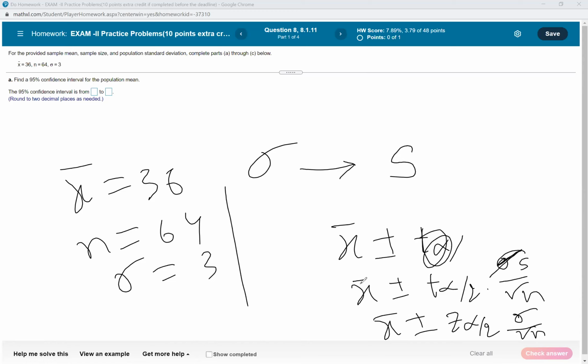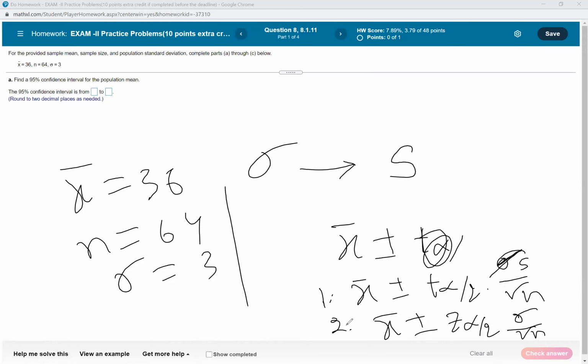I wrote down the formula for you. So this is the formula x bar plus minus t alpha over 2 times s over square root of n. This is the t interval, and z interval is x bar plus minus z alpha over 2 times sigma over square root of n. So this is the z interval. So which one should we use? Should I use the first one or second one? This is the first one, and this is the second one. Which one should we use in this case?